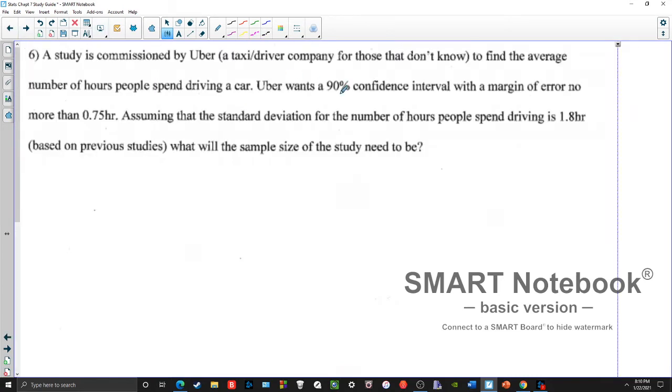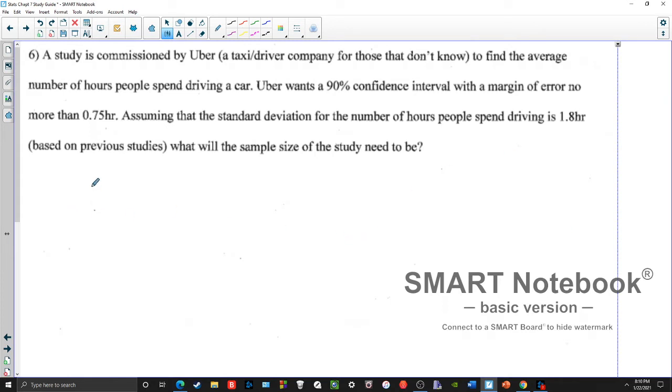All right. So 6 here says that we have a study commissioned by Uber to find the number of hours people spend driving a car. We want a 90% confidence, and we want a margin of error of no more than 0.75, and we're going to assume that the deviation for the hours that people spend driving is 1.8 based on past studies. What will the sample size be? So I want to figure out what n is.